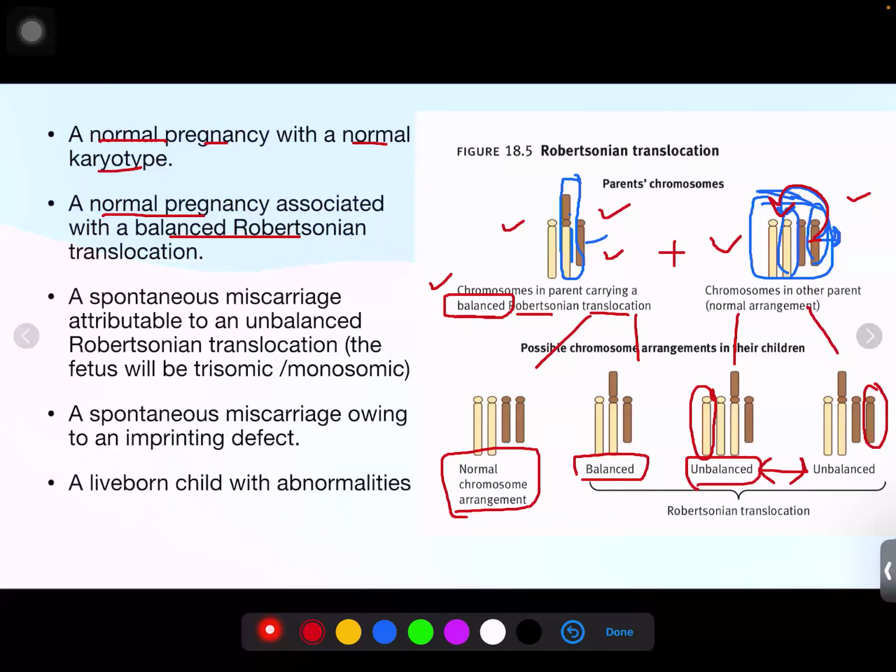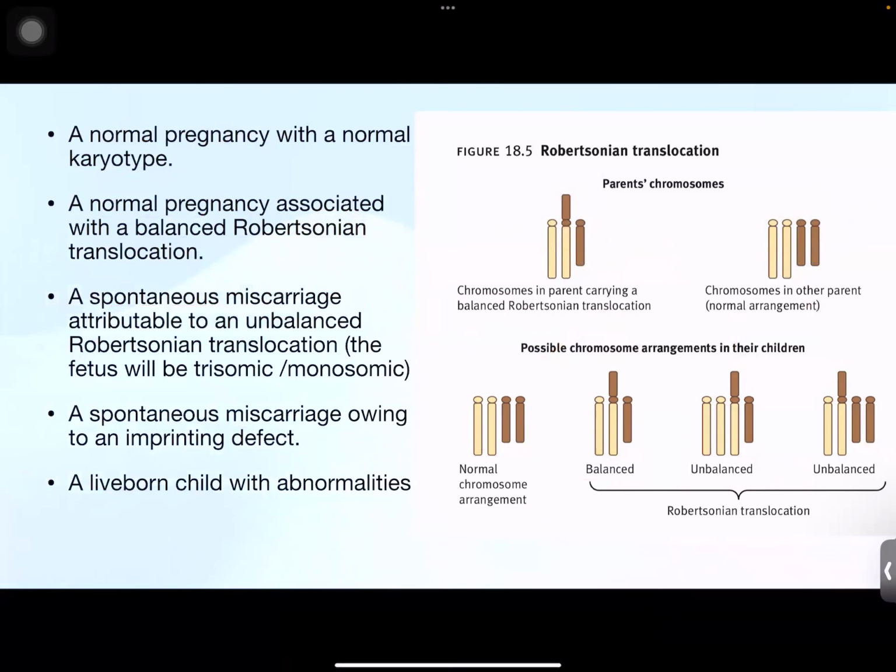So what happens in an unbalanced translocation? Either spontaneous miscarriage attributable to the unbalanced translocation, or to an imprinting defect, or if the unbalanced translocation goes to term, a live-born child with multiple congenital abnormalities will occur. We will discuss the congenital abnormalities of these aneuploidies later on. So you just have to have a basic understanding of these translocations and non-disjunction.